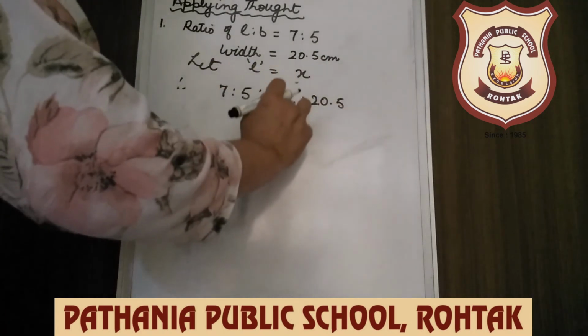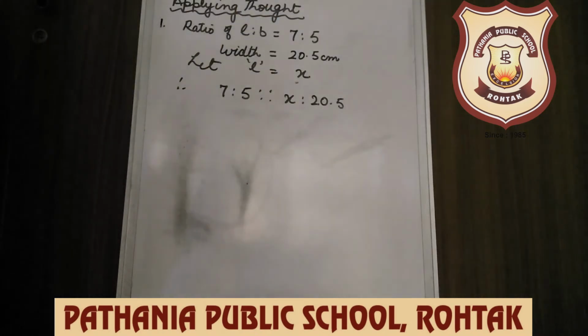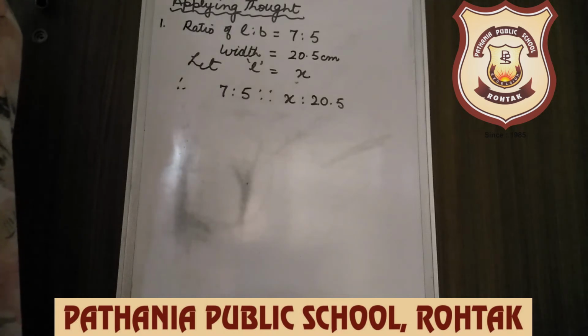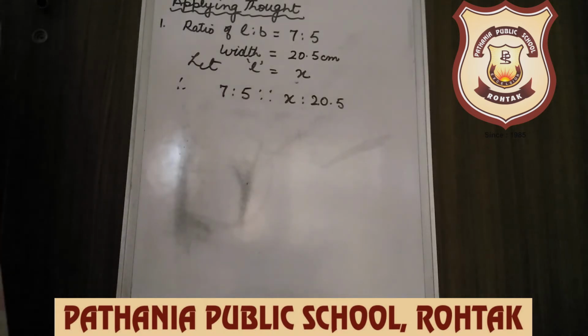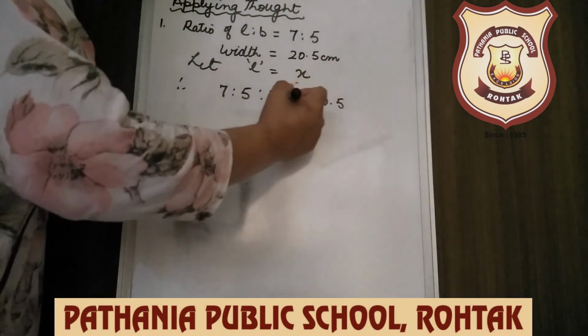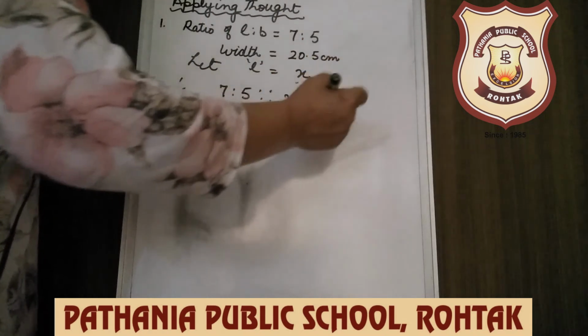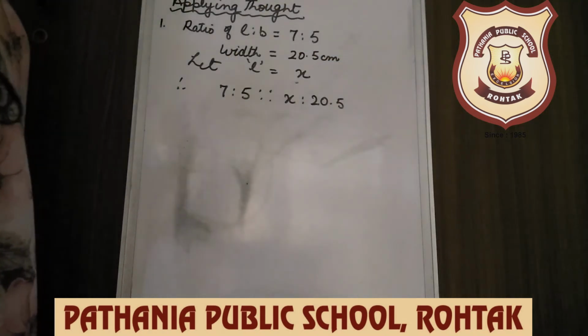Length, breadth, so this should also be length and breadth. Don't change, the order is very, very important. This I have told you very first day also. You don't have to change the order of the terms. If it is length and breadth, you have to write length and breadth. If it is breadth and length, you will write breadth and length. So, read the question very carefully.